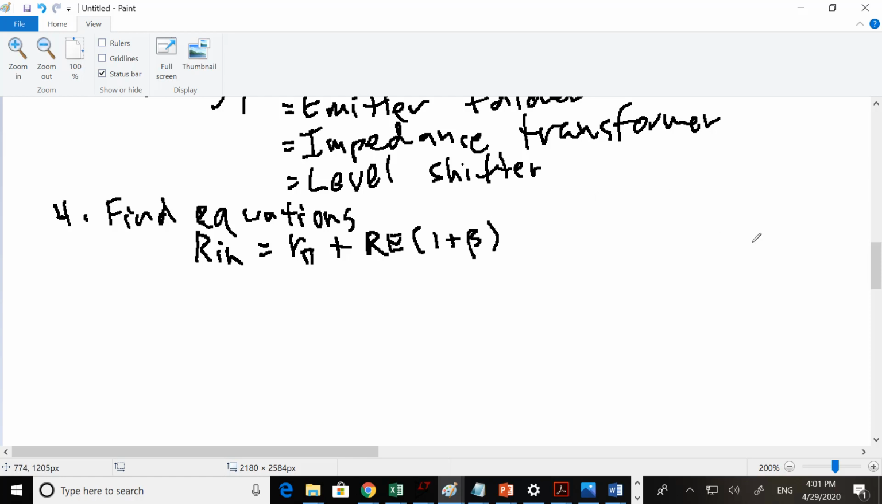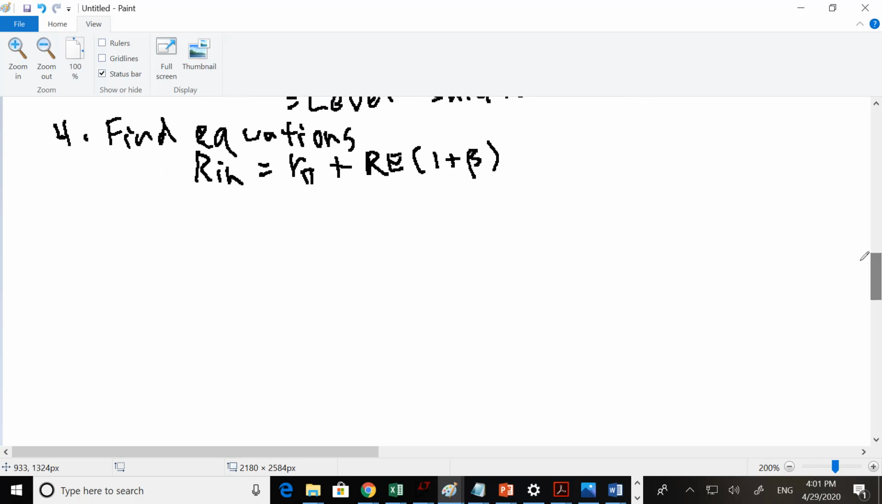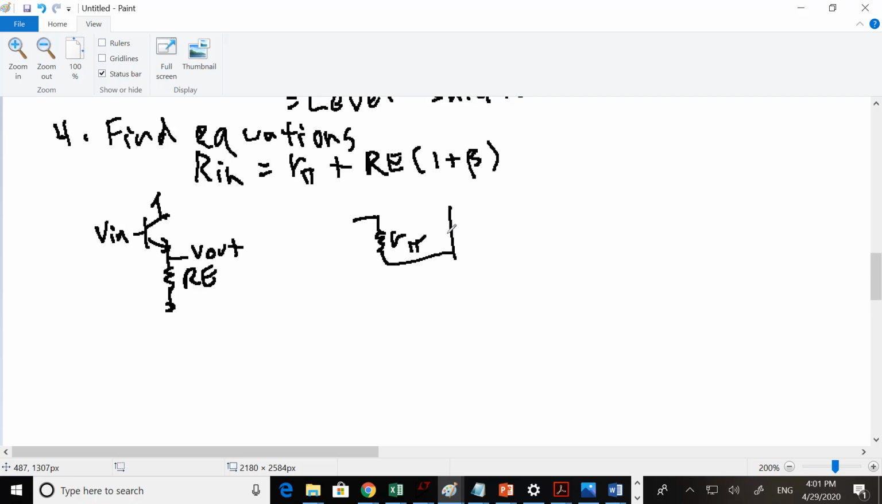So let's do that. I know my common collector looks like this. Call that RE. This is Vin. And notice that the output is at the emitter, not at the collector like a common emitter. First step for small signal analysis is to replace the transistor with the small signal model. It's the same circuit, it just has the transistor replaced with the small signal model.